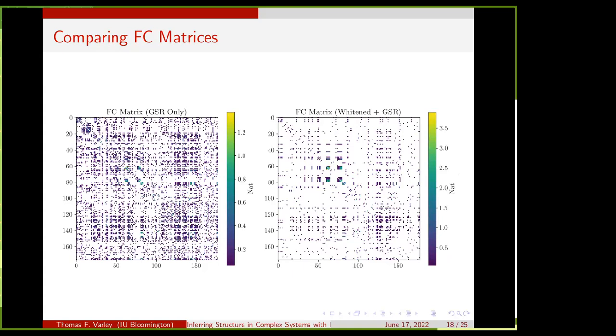And I should say that every edge passed Bonferroni corrected significance tests. So I set my initial alpha to be 1 in 1,000, and then I Bonferroni corrected on that, which works out to be about 10 to the minus 8. So these are highly significant edges.